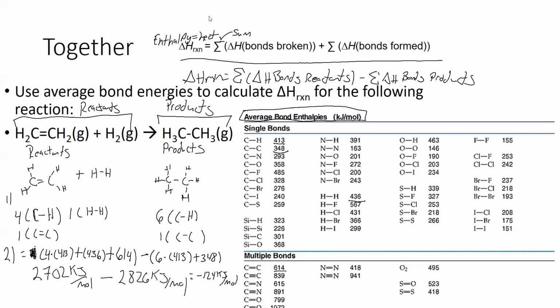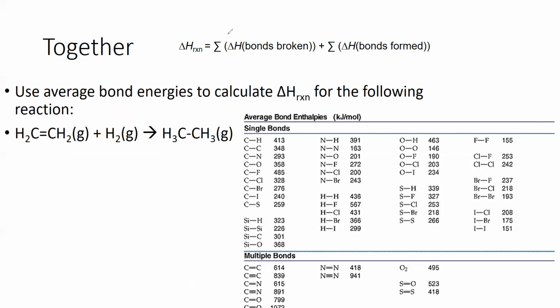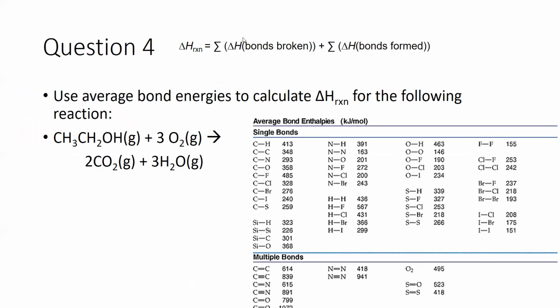All right, let's give it a shot. Here's your question. Same idea. So I have ethanol plus 3 moles of oxygen going to 2 moles of carbon dioxide plus 3 moles of water. So I'm burning ethanol, right?